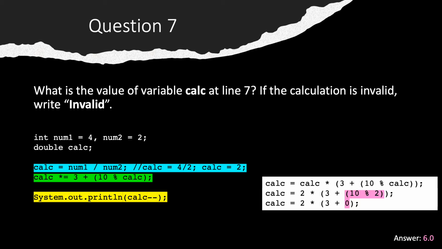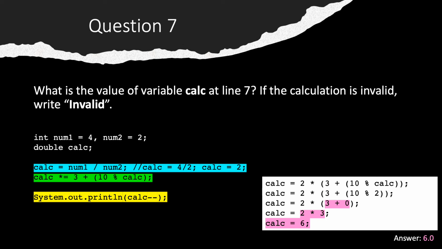We know that calculate has the value of 2 from the previous line. We will calculate the inner parenthesis first, so 10 modulus calculate, which is 10 modulus 2. This gives us the value 0 because 10 divided by 2 has no remainder. Next is 3 plus 0, which is 3. Then 2 times with 3, which is 6. So the calculate has the value of 6.